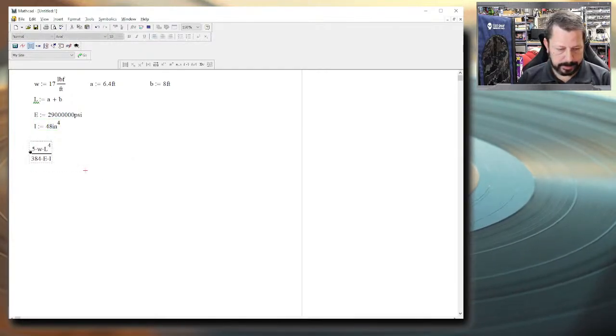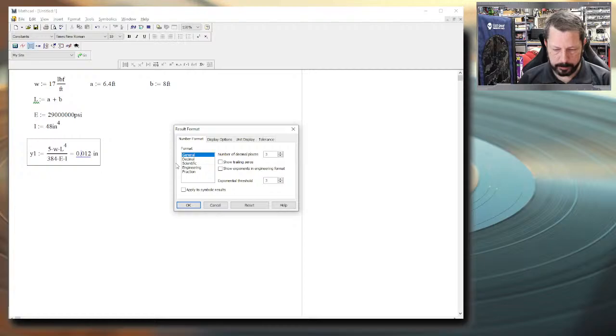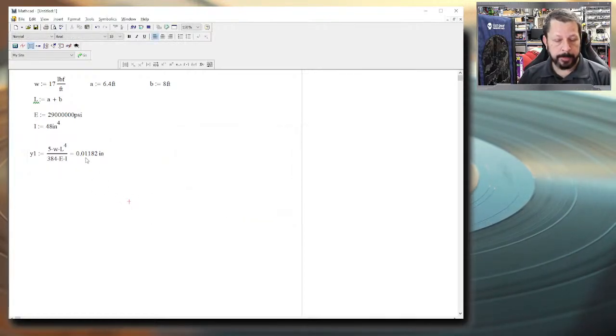Okay, and then we can set this equation equal to y1, I guess. And let's see what it equals in inches. So probably need more decimals than that. There we go. So 12 thousandths of an inch is the deflection at the center of the span from just the distributed load. So that's part of it.